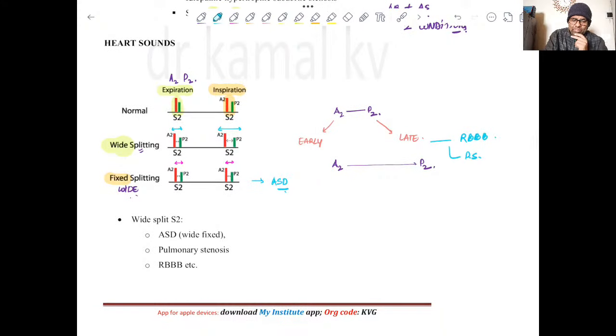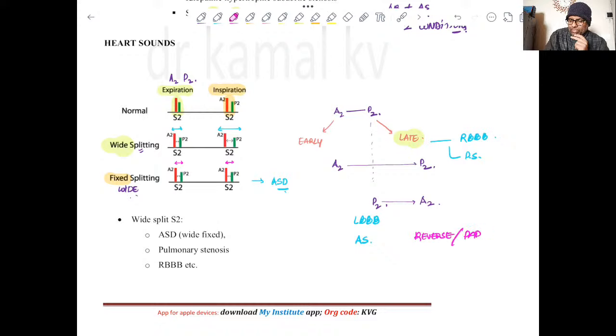Now why am I taking this example? Because sometimes there may be conditions like left bundle branch block. If we just reverse the conditions, left bundle branch block or aortic stenosis, what will happen? The P2 component will close at the right time, but the A2 component will close later, and then we will get P2 A2. And this is what? This is reverse splitting, also known as paradoxical splitting, right?